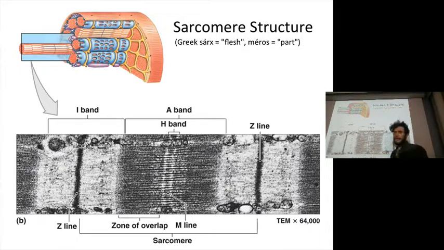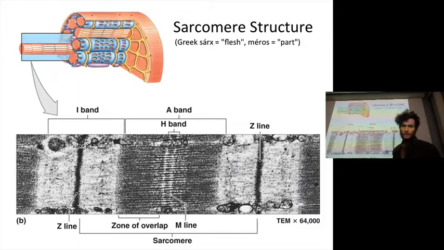The M line stands for Mittel, M-I-T-T-E-L, meaning middle, and it is the middle of a sarcomere. And so these Z lines are what join adjacent sarcomeres together, and the M line is the middle of a sarcomere. And then there's this H band, which is this region in the middle of an A band that is a little bit less dense. It is a little bit less dense looking under the light.